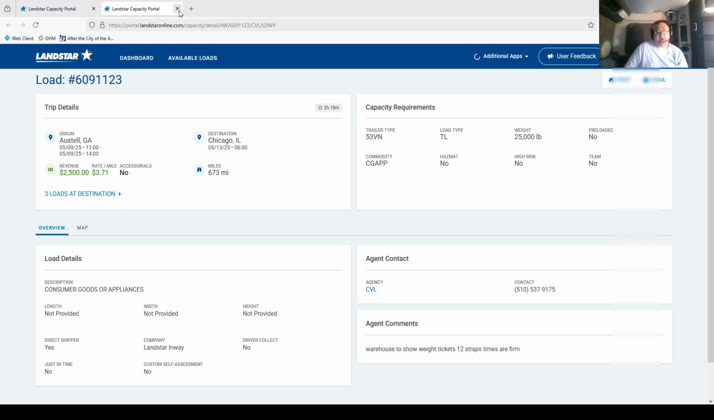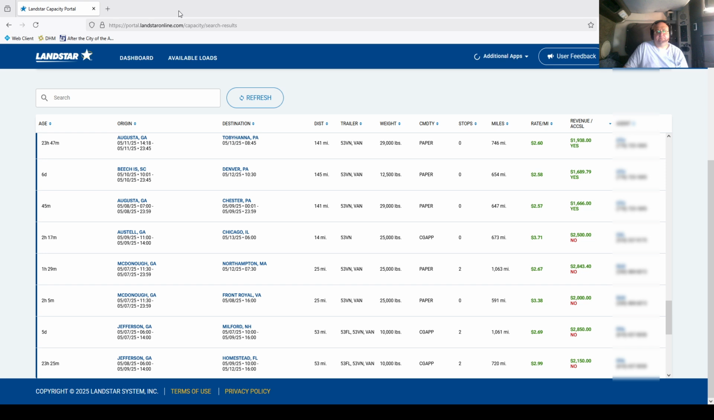Also, 12 straps. Most people do not carry 12 straps unless they're a flatbedder. That's a lot of securement materials. I do have 12 straps. I have more straps than most people. So yeah, there's some weird stuff with that load.